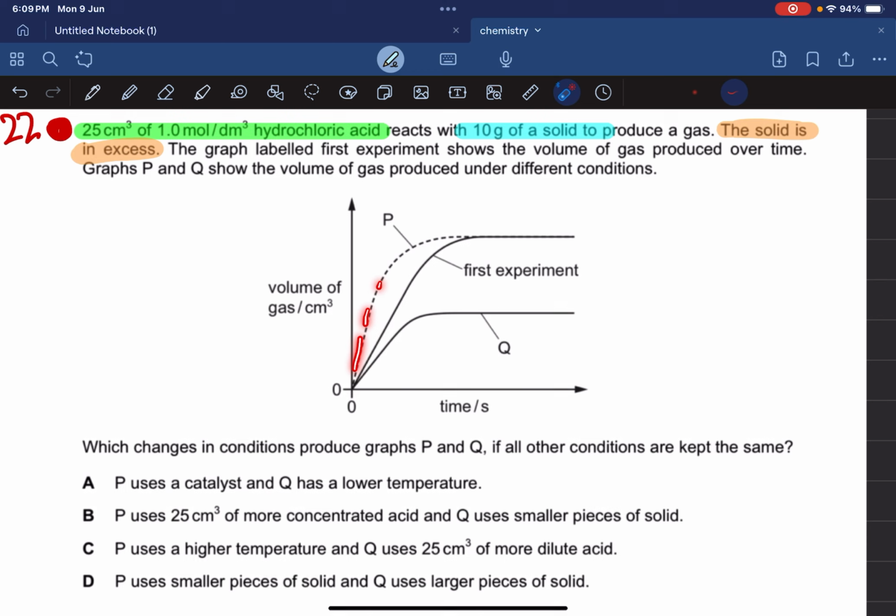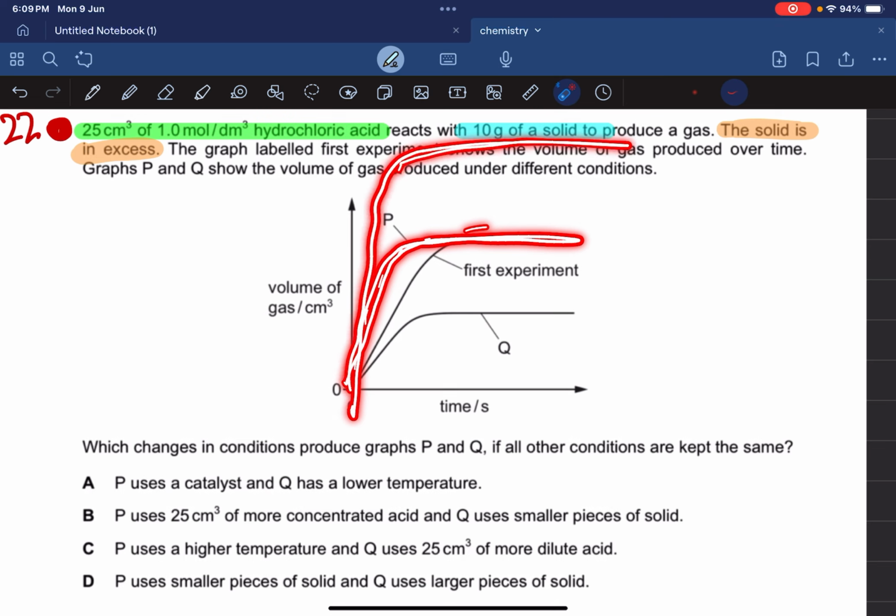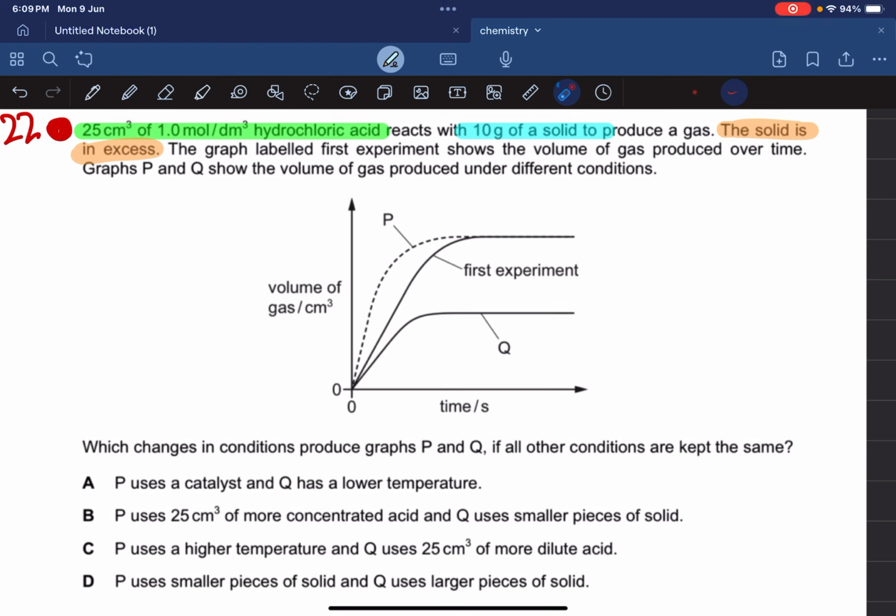If this is my original curve, this P, if I increase the excess amount, my amount of gas is going to remain the same. But if I increase my acid, my gas is going to increase, okay. Remember, if you increase the amount of your limiting reactant, the amount of gas is going to increase, the product is going to increase. But if you increase the excess, nothing happens to the product, okay.